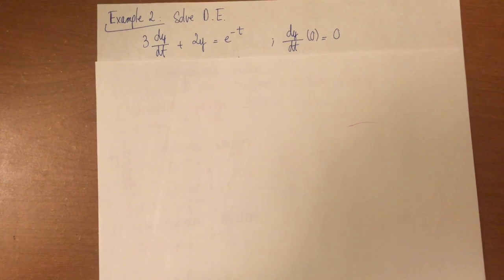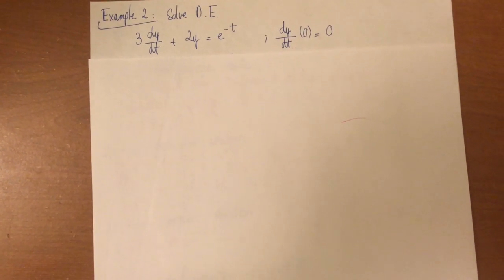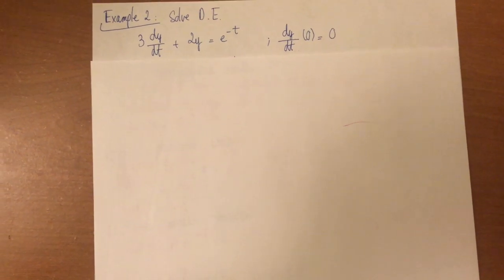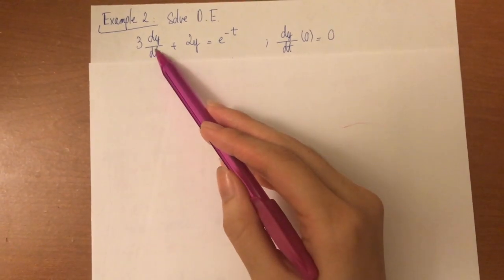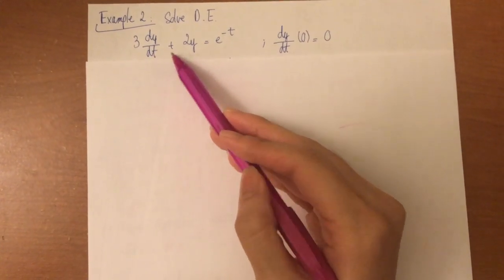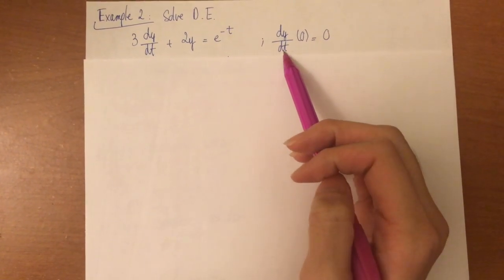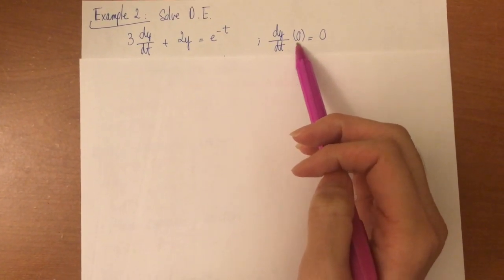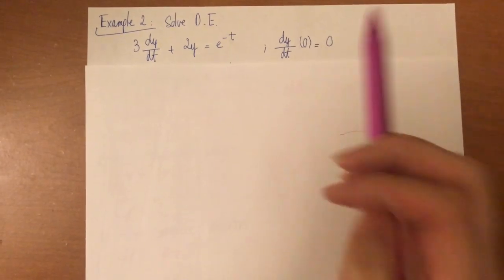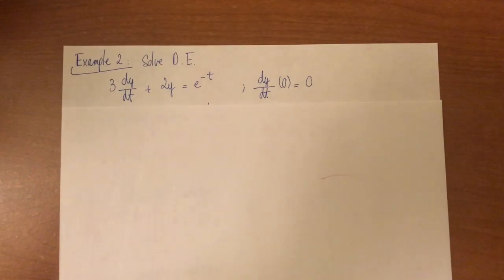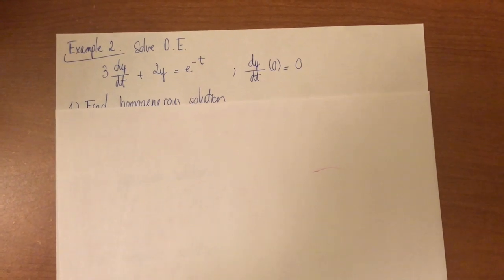This is the second example for solving a first order linear differential equation. The equation we're trying to solve is 3 dy/dt plus 2y equals e to the minus t, with the initial condition that the derivative at time 0 equals 0. The basic steps are still the same.